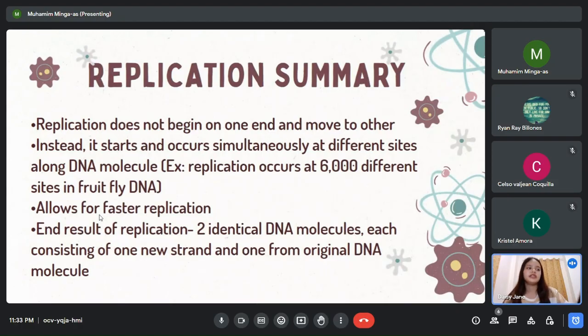So I hope all of you understand the short video clip that was being presented, and the summary of replication is that replication does not begin on one end and move to the other. Instead, it starts and occurs simultaneously at different sites along DNA molecules. For example, replication occurs at 6,000 different sites in fruit fly DNA, and it allows for faster replication. And the end of replication is two identical DNA molecules, each consisting of one new strand and one from the original DNA molecules. So, next slide, please.